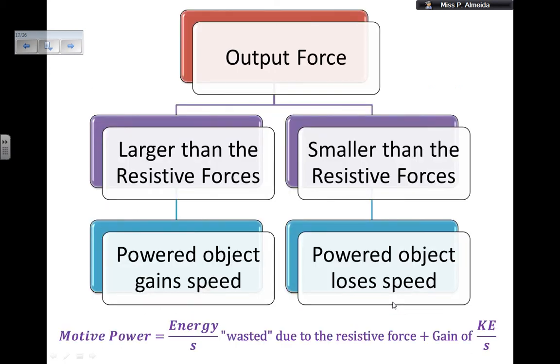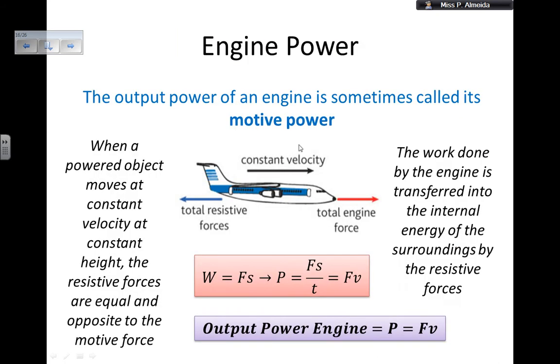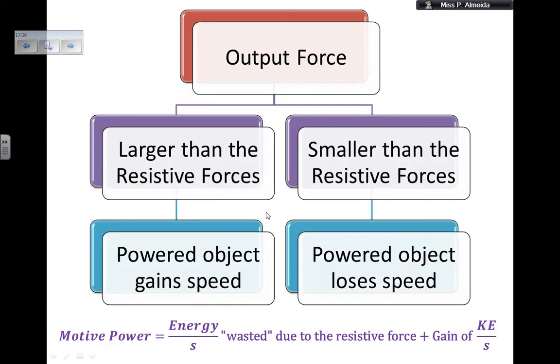So, let's think about the types of output forces that I can have, okay? If my output force is larger than the resistive forces, then the forces are not balanced anymore, right? So this is going further from the previous slide where the forces were balanced. Now, if my output force is larger than the resistive forces, my powered object is going to gain speed because the forces in the forward direction are bigger than the forces in the backwards direction, okay? If they are smaller than my resistive forces, then obviously my powered object is going to lose speed.